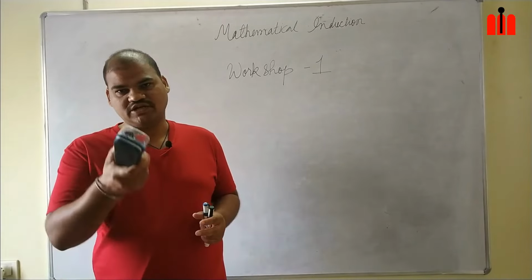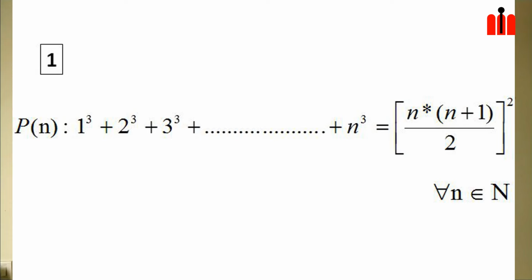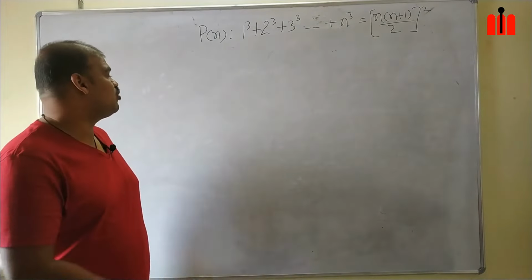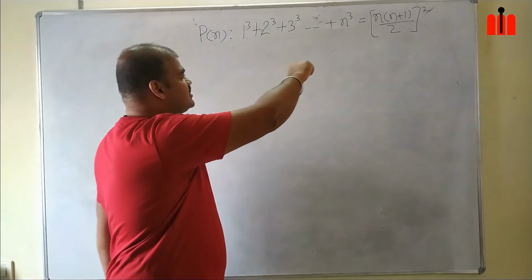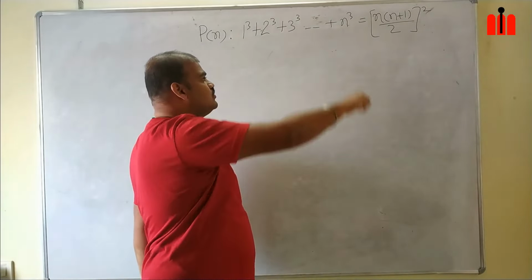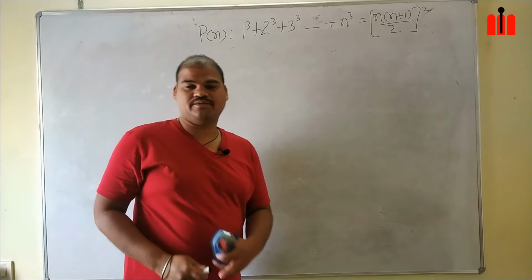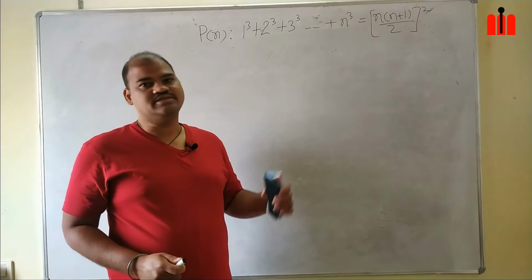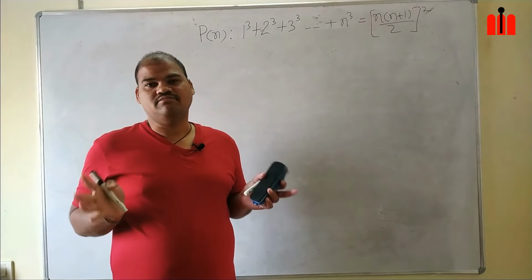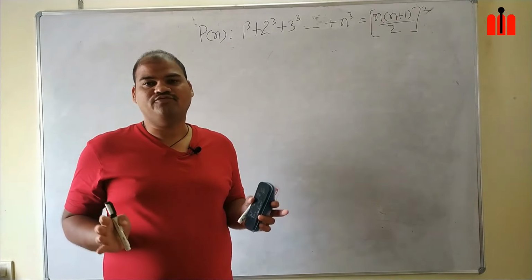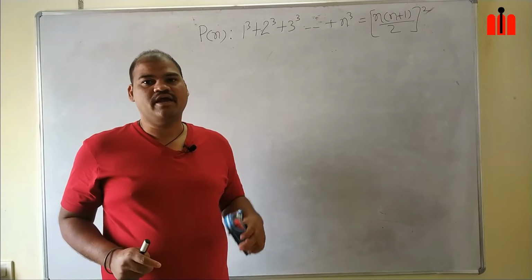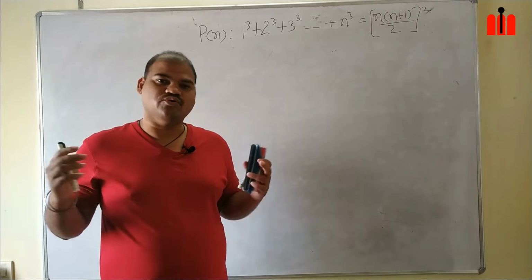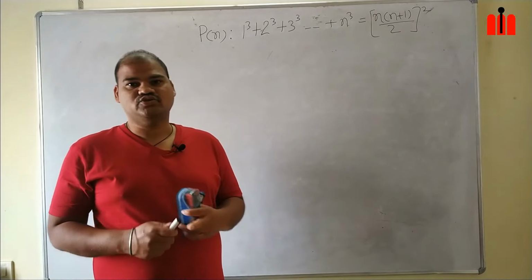Now, the first question is on your screen. My problem is, the Pn statement is 1 cube plus 2 cube plus 3 cube up to n cube equals n into n plus 1 by 2 whole square. So, in simple terms, the sum of cubes of the first n natural numbers is n into n plus 1 by 2 whole square. This we have to prove.